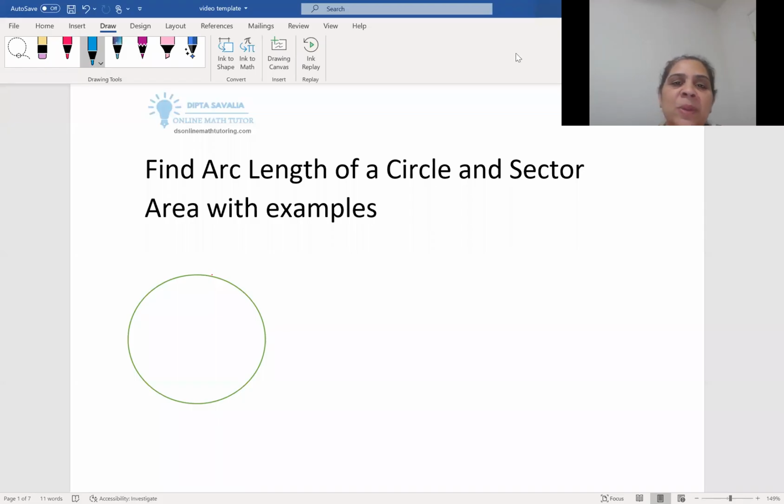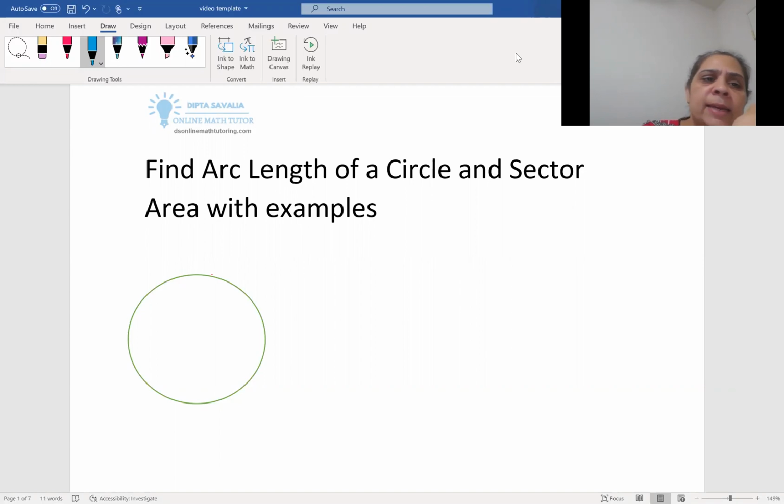Hello everyone. In this lesson, we will learn how to find the arc length of a circle and the sector area of a circle. We will do an easy method. You don't need a formula to find arc length or area of a sector. I will show you by proportion. If you know the formula to find the area of a circle, then you can find the area of a sector. If you know the formula to find the circumference of a circle, then you can find the arc length.